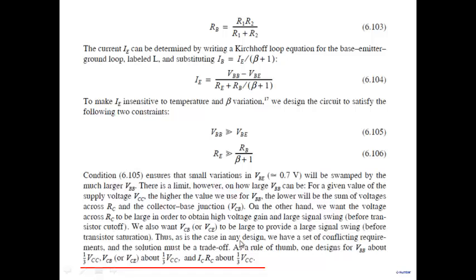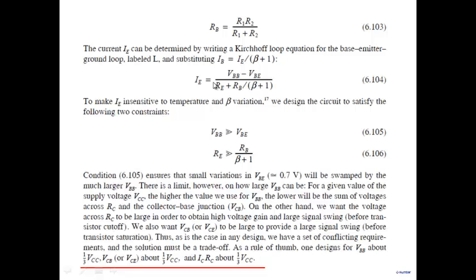Now read this. Thus, as is the case in any design, we have a set of conflicting requirements, and the solution must be a trade-off. True. As a rule of thumb, one designs for VBB about 1/3, 1/3, 1/3. All right. I mean, rules of thumb are right. When design becomes complex, everything you can't derive from the equation. You derive things from experience. You know that things have been done in the past and they work fine. So you do derive from experience. But this is too small or too simple a problem where you apply rules of thumb.